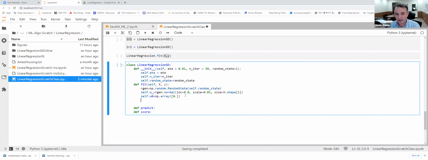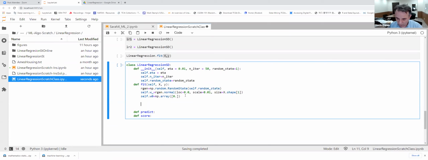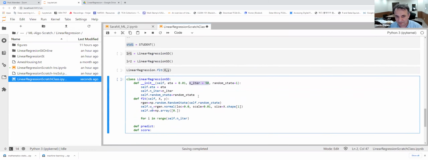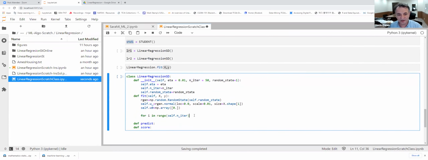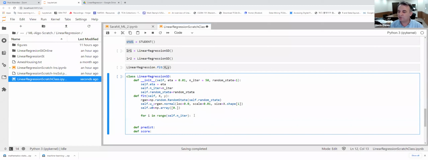All right. Now, what I'm going to do is I'm going to create a for loop for i in range of number of iterations, right? Self number of iterations. So what is number of iterations? I just defined it here. So I'm going to be running this loop for 50 times in this case. I can change it later, but I'm going to be updating my W 50 times. That's what it means. All right.